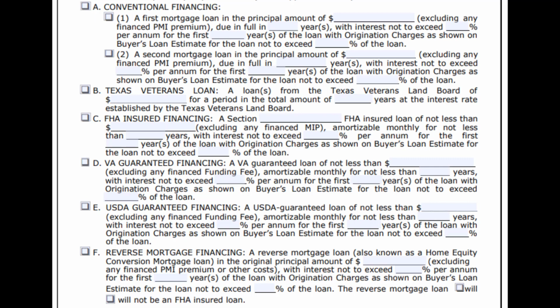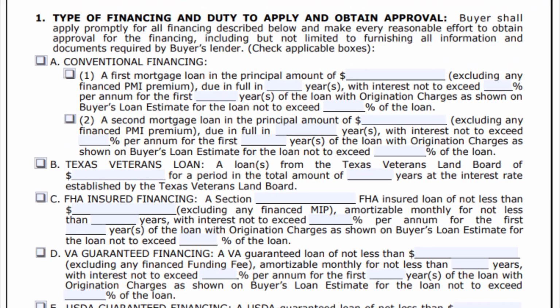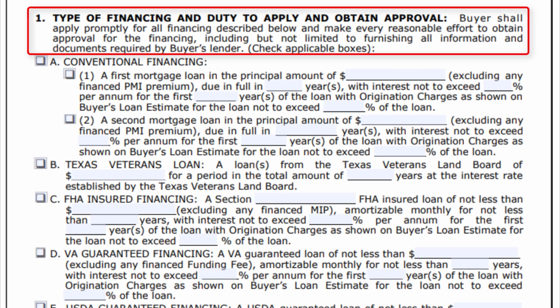I'm not going to read the detail for each one because we'll do that when we go over the section. But for now, let's jump back up to the top and go over the very first couple sentences to make sure we're clear on the understanding there. The first part reads, buyer shall apply promptly for all financing described below and make every reasonable effort to obtain approval for the financing, including but not limited to furnishing all information and documents required by buyer's lender. This is important because the buyer has an obligation under this addendum, meaning it's a part of the contract, to go out and get the financing that they say they're going to get.